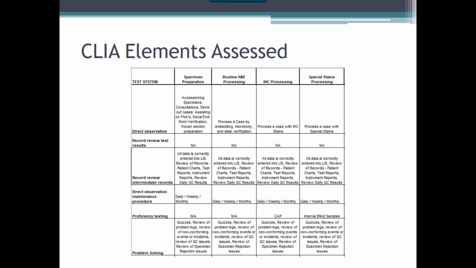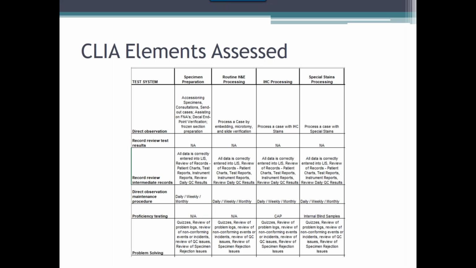The NA that is indicated in the next box is not applicable because we don't feel there are test results, so therefore there will be nothing assessed for that particular element. Record review of intermediate records. For specimen preparation, we'll be looking at things like data entry within the LIS, review of QC results, instrument reports, review of records within the patient charts, like things that we know need to be documented in the patient chart as related to specimen accessioning, etc.